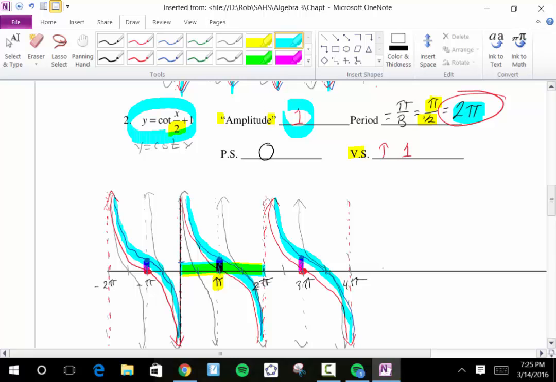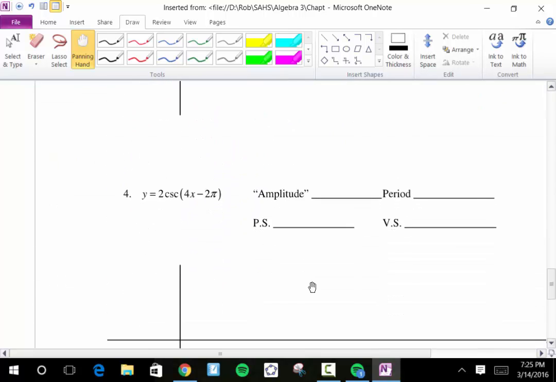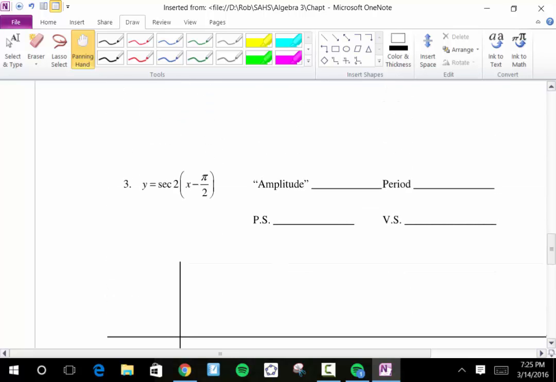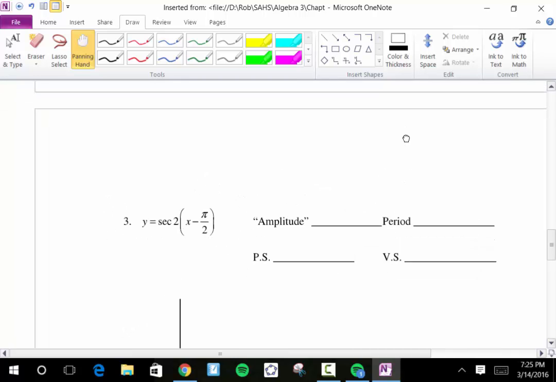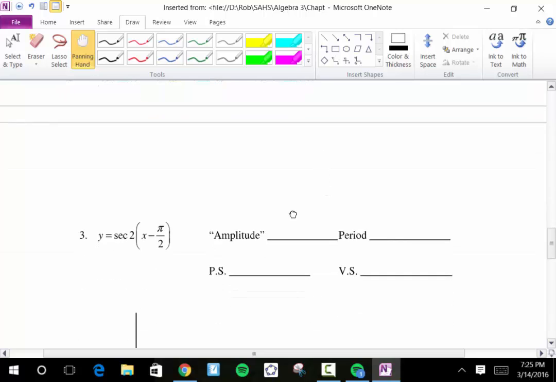In the next two problems, we're going to be graphing a secant and a cosecant function. And to graph these functions, you've got to graph their reciprocals first. So if you want to give those a shot before I try them, that'd be a great idea. But I will be trying them momentarily.